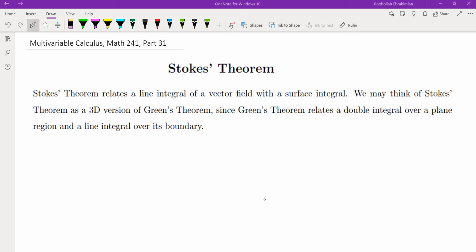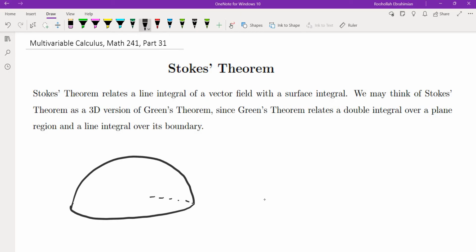In this video, we're going to talk about Stokes Theorem. Stokes Theorem relates a line integral of a vector field with a surface integral. So imagine you have a surface and the boundary of that surface is a curve. So it cannot be a closed surface. I'm going to call the surface sigma and I'm going to call the curve C. We want to relate a surface integral over sigma and a line integral over C.